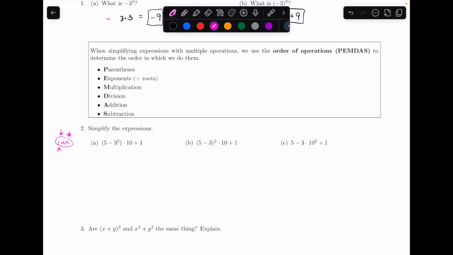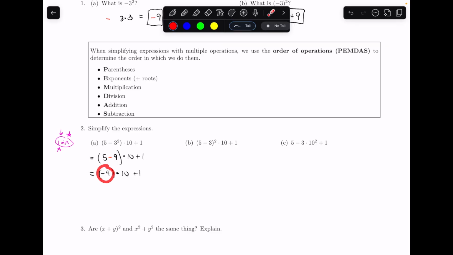Let's talk about these. In A, I do see parentheses. I got to deal with the thing inside of that first. Within the parentheses, I see an exponent and a subtraction, but exponent happens first. So 3 squared becomes a 9. Then I put the subtraction in front of it. This whole thing is in the parentheses, and then there's that 5 times 10 plus 1. Inside the parentheses becomes a negative 4. So I got negative 4 times 10, and then plus 1.